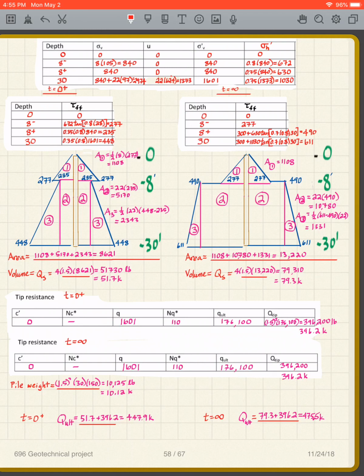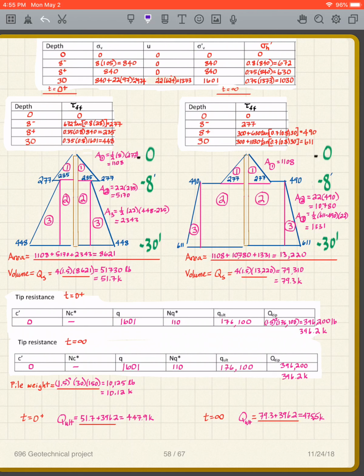The depths that we're interested in then are what? Well, we've got 0, we've got 8 feet, and we've got 30 feet that we're concerned about. And of course I have to do 8 minus and 8 plus, because that is where the layer changes from the gravel to the silt. It's pretty straightforward, so I'm going to show you how to fill out. I'm going to give you a table similar to this.